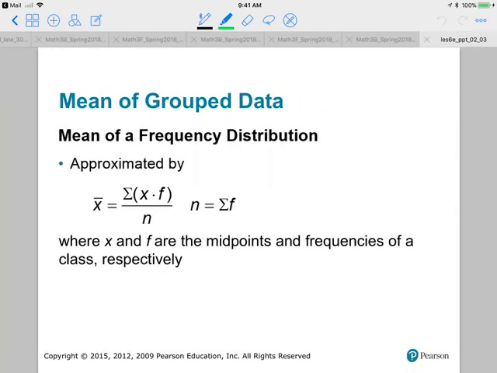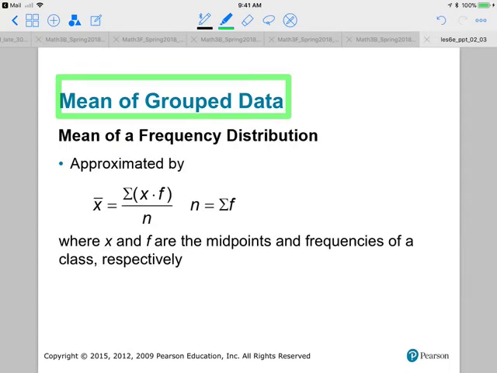All right. So now let's talk about another topic. This topic here is the mean of grouped data. If you have a frequency distribution, you can talk about the mean of the distribution.